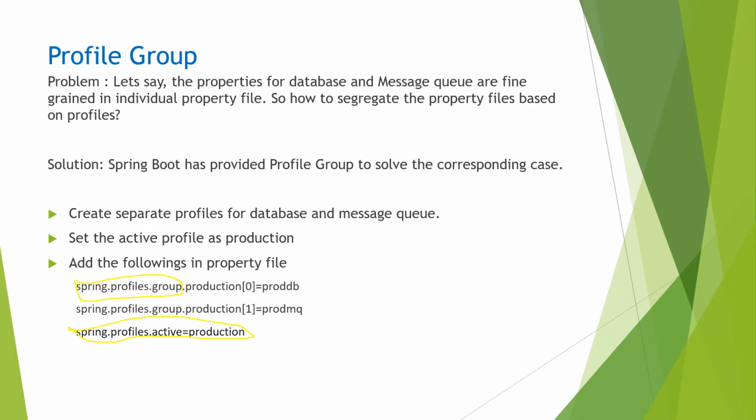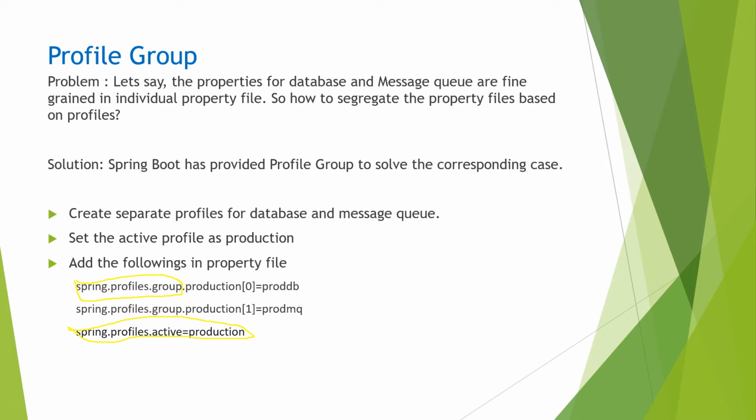So now we are saying to the Spring Boot, hey, use the profile as active as production, and also use that profile group, that the prod db and prod mq. So based on that prod db and prod mq, the Spring Boot will pick up that corresponding file. We will have separate configuration file for prod db and prod mq, and those configuration file will be picked up.